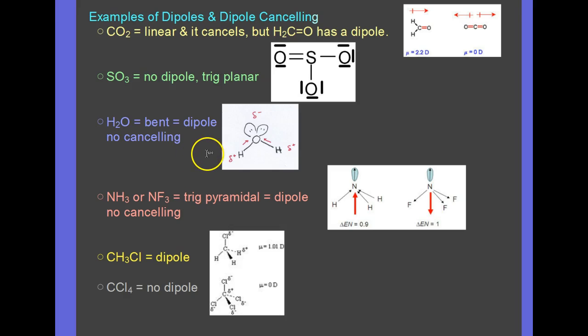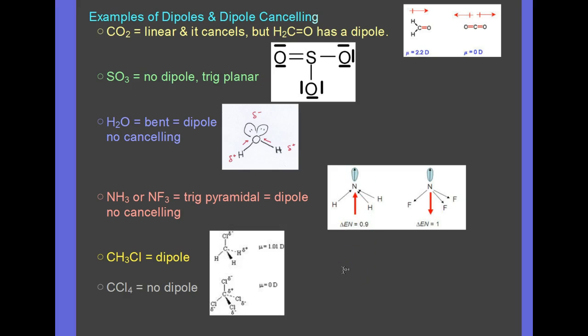Water. This is bent, and there is a dipole. The dipoles are not canceled out. We have two hydrogens, and the oxygen holds the electrons more than the hydrogen. So the oxygen is electronegative, or more negative than the hydrogen, so it has a dipole moment, which is a good thing for us. Ammonia, or NF3, is trigonal pyramidal, and it has a dipole. There's no canceling. You have this nitrogen with these three hydrogens, or nitrogen with three fluorines, and you have the lone pair of electrons above the nitrogen. So it has a dipole.